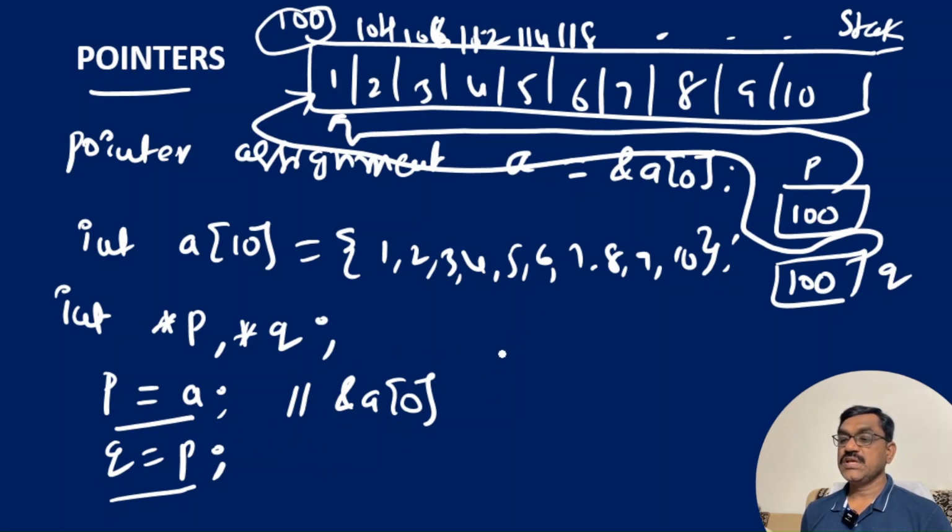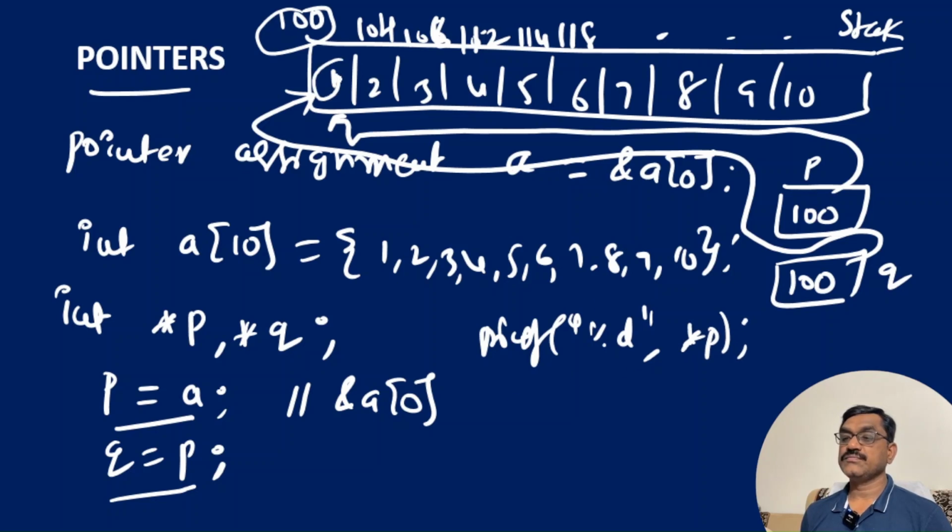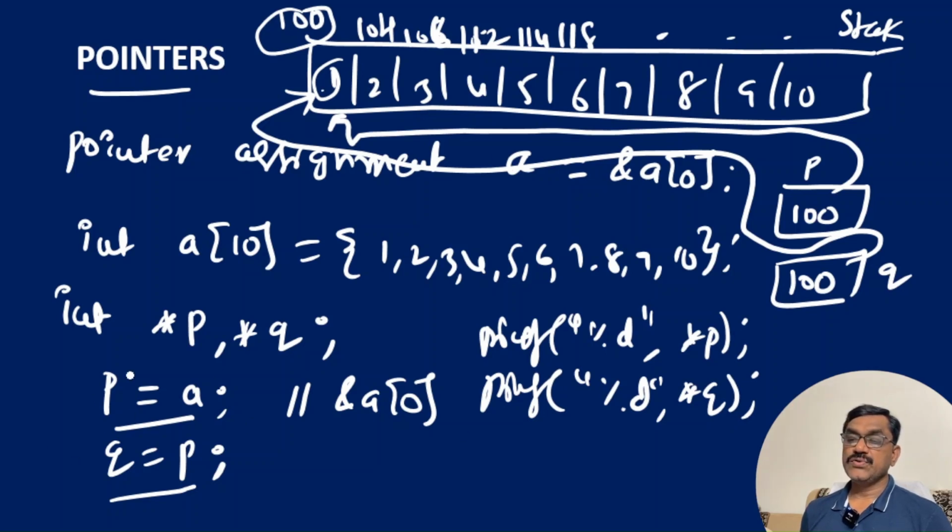Now when we printf with %d, some value we want to print. If I write *p, we are going to get the value 1. When you write printf with %d, *q, here also we are going to get the same value 1. By using p and by using q, both are pointing to the first memory location, and we can get the value 1.